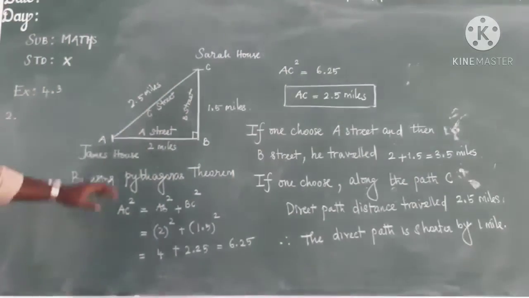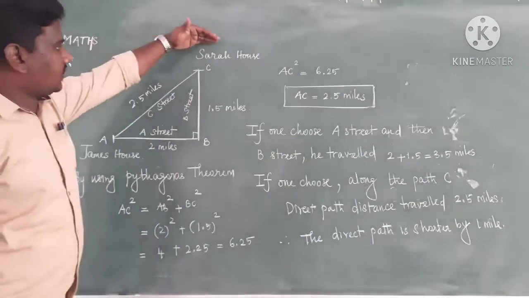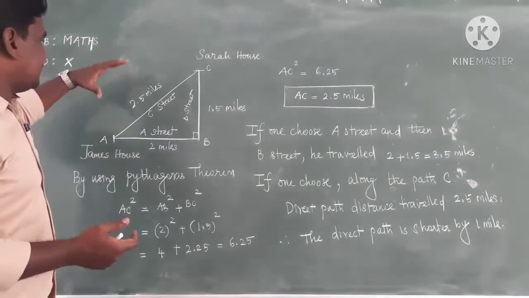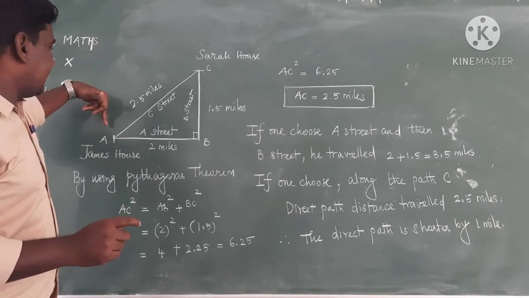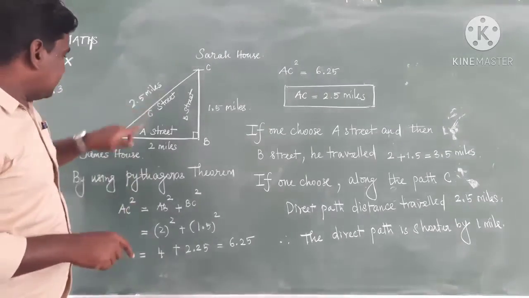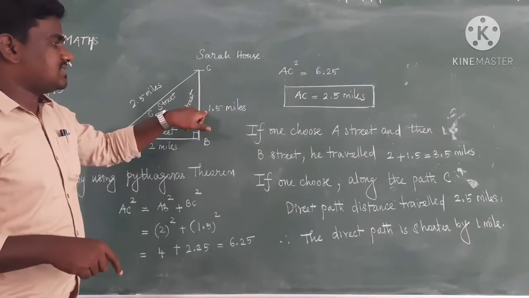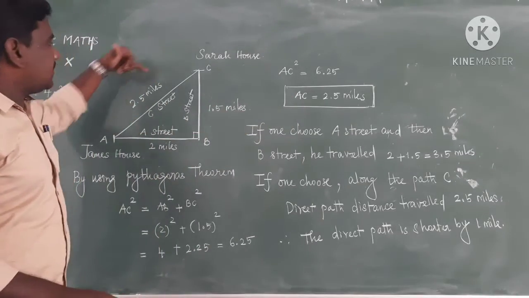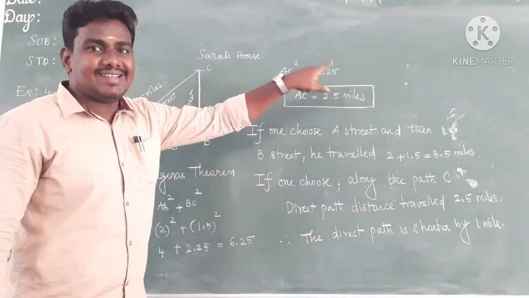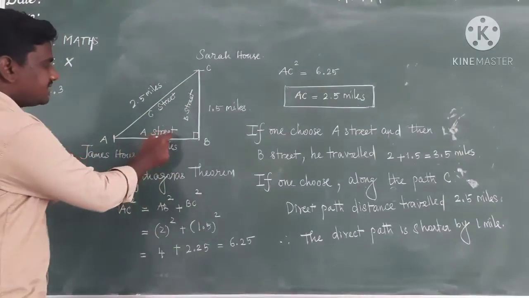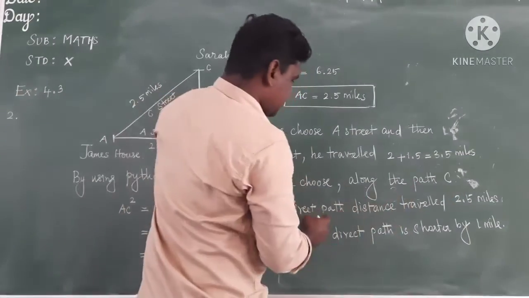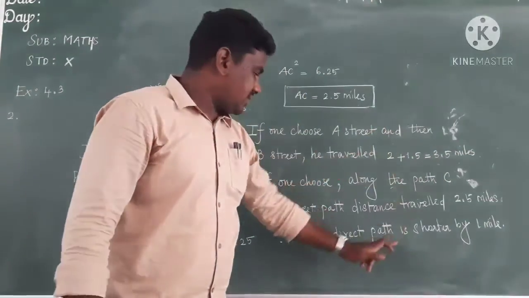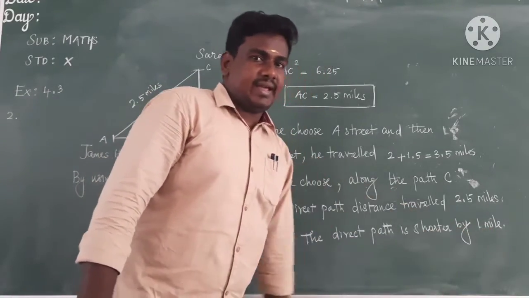Listen once again. In the given diagram, this is Sarah's house, this is James' house. They asked to find the difference when a person can choose the way A to C, then another one, first A street and then B street. Okay, the difference. If he walks along A to C, it means 2.5 miles. It is the direct path. If we select A street and then B street, he has to travel 3.5 miles. The difference is 3.5 minus 2.5 is equal to 1 mile. This is the answer.